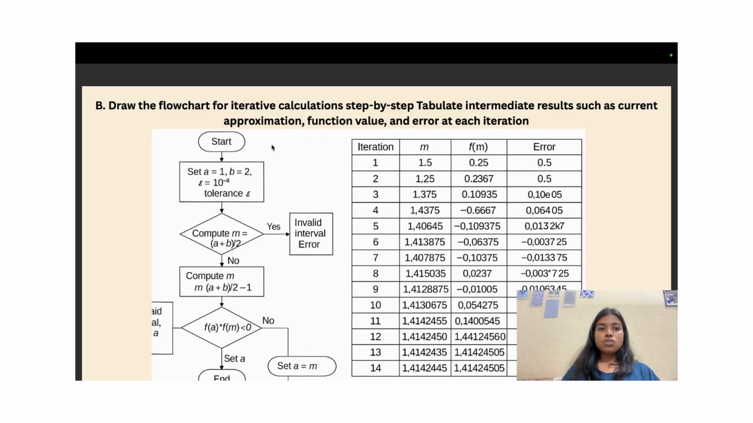Here we have given the iterative calculation step by step in tabular form, showing the current approximation, function value and error at each iteration. The iterations are 1, 2, up to 14. Midpoints are given as we have calculated earlier, that is 1.5, 1.25, 1.375, 1.4375 and so on, up to 1.4142445. We put the midpoint in the function f(x), and the function values and the errors are given below.